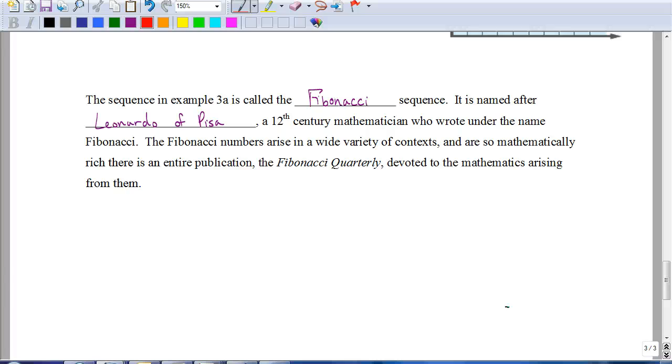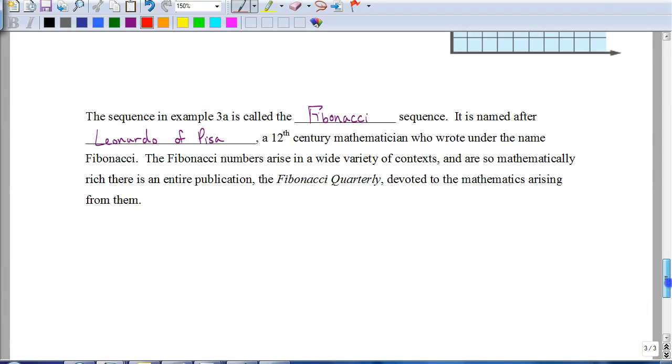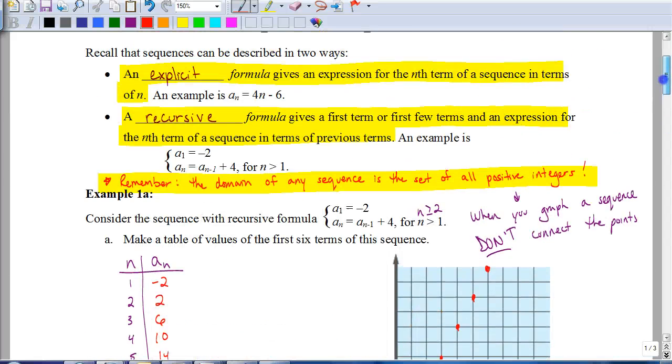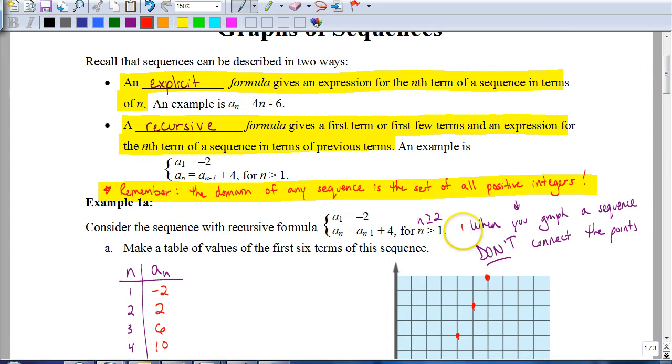So again, this lesson was all about how to graph a sequence. The key for this lesson can be summed up right here. When we graph a sequence, don't connect the points.